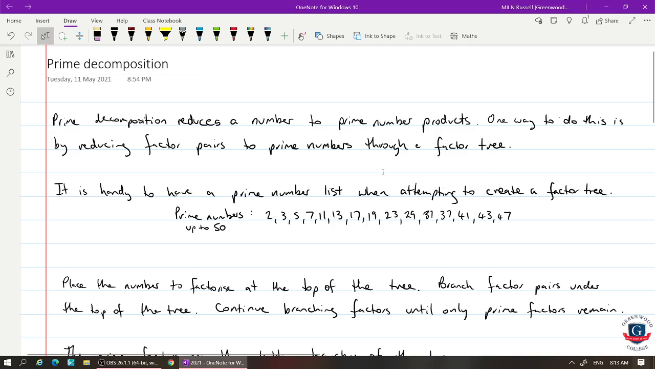And I made a little list here to make it easier for us later. 2, 3, 5, 7, 11, 13, 17, 19, 23, 29, 31, 37, 41, 43, 47. Unless I've made a silly mistake, are all prime numbers. They only have factors of themselves and 1.